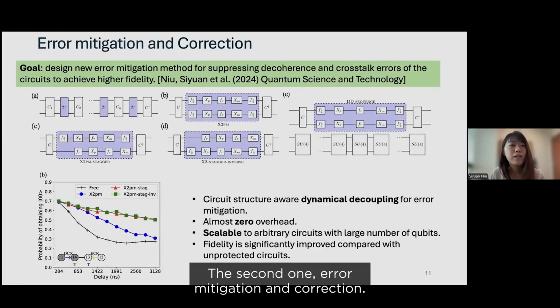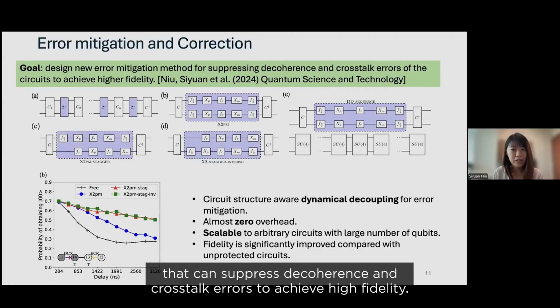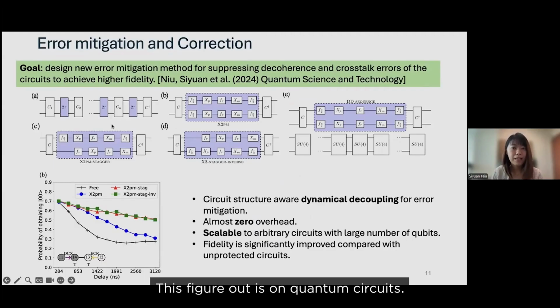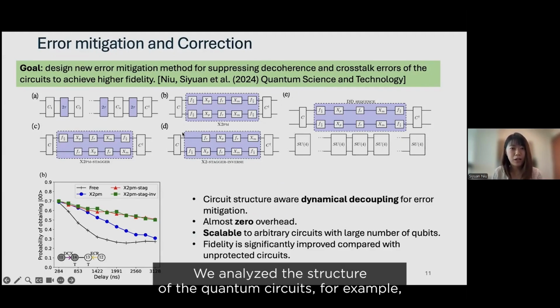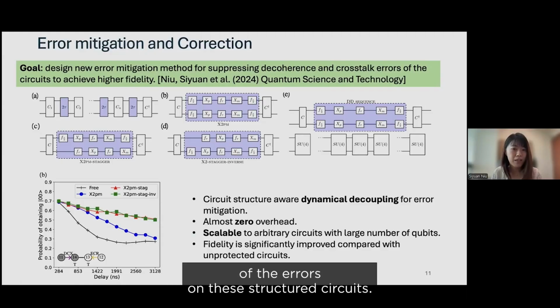The second one is error mitigation and correction. In this project, the goal is to develop new error mitigation methods that can suppress decoherence and crosstalk errors to achieve high fidelity. This figure shows some quantum circuits. We analyze the structure of the quantum circuits, for example, the gate parallelism, and then we evaluate the impact of the errors on these structured circuits.